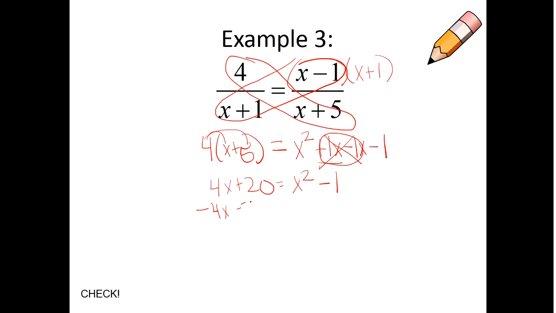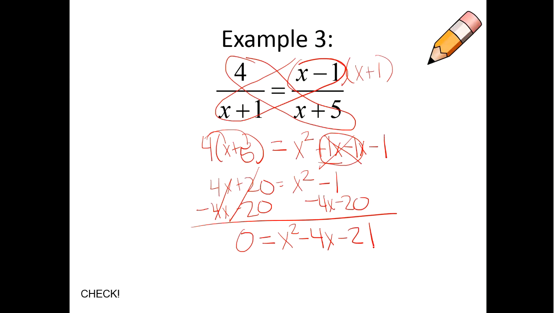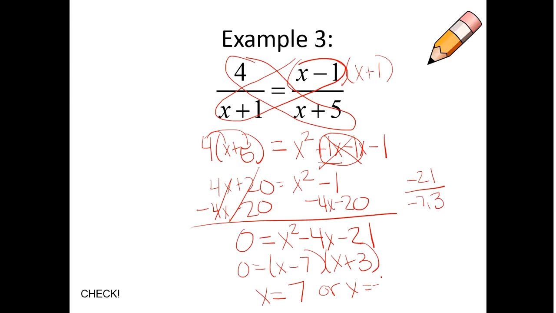I'm going to get everything to one side, like that. So this is going to cancel off. I'm going to get 0 equals x squared minus 4x minus 21, it looks like. Factor again. Yay! So 1 times negative 21. Looks like a negative 7 and a 3 will get me what I want. So it'd be 0 equals x minus 7 and x plus 3. So x has to equal 7 or x can equal negative 3.